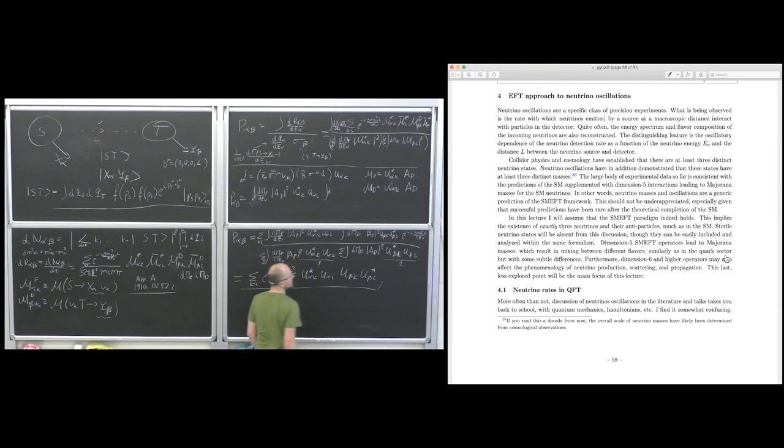If you want to see it in a little more detail, you can write this as a cosine minus i sine, and the cosine you can write as one minus two sine squared. So cosine x minus sine x is one minus two sine squared x. So we can write it as the sum over kl of one minus two sine squared of Δm_kl squared L over 4E_ν, minus i sine of Δm_kl squared L over 2E_ν, and times this U_αk U_αl U_βk U_βl star.